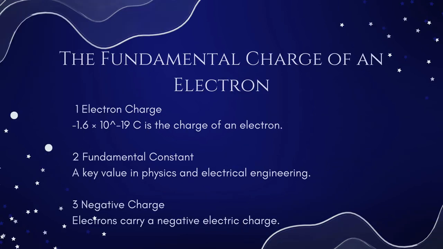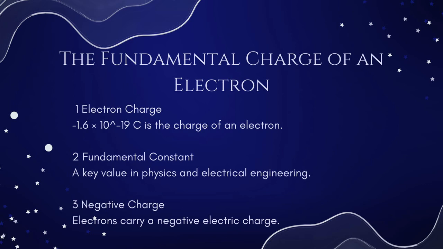The fundamental charge of an electron: first is the electron charge. Negative 1.6 times 10 to the negative 19 is the charge of an electron. Each electron carries a fundamental negative charge of approximately negative 1.6 times 10 to the negative 19 coulombs. This value is crucial in calculating electrical properties. For example, in a typical atom, the total negative charge from its electrons is equal in magnitude to the positive charge of the protons in the nucleus.